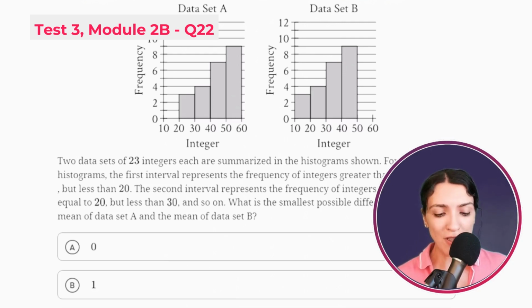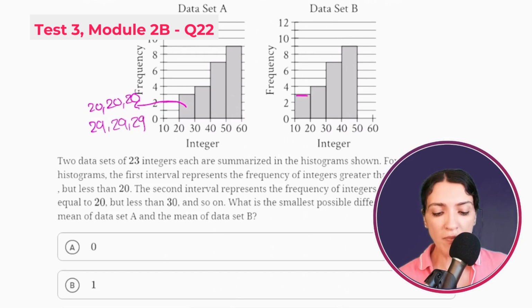Let's look at the first bar for data set A. The height of this bar is 3. That means it has 3 values. And the minimum of these values can be either 20, 20, and 20, or they could be 29, 29, and 29.